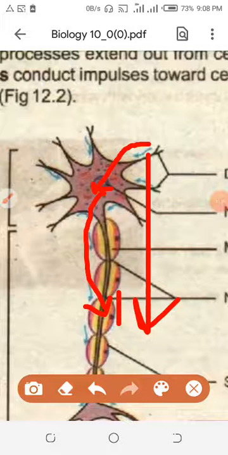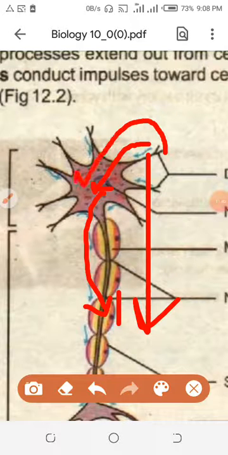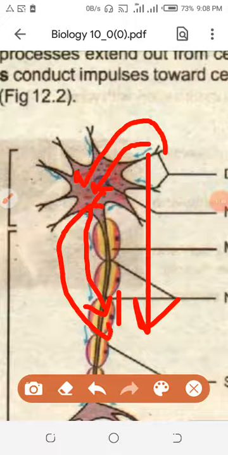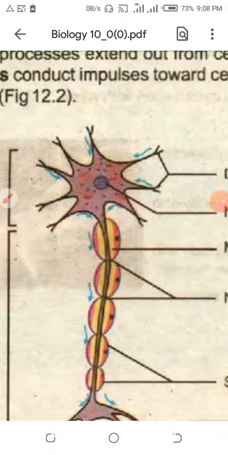What will be the direction of the electric current? The message which is transmitted through the neuron is called a nerve impulse. And the nerve impulse will be transported from the dendrite to the cell body, and from the cell body to the axon, and the axon goes to the next area.